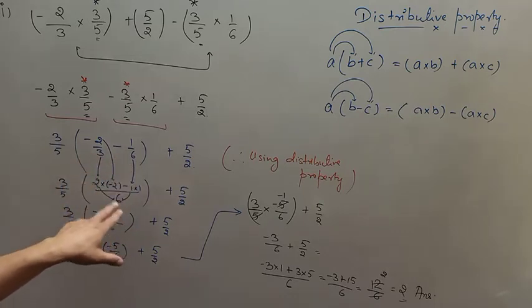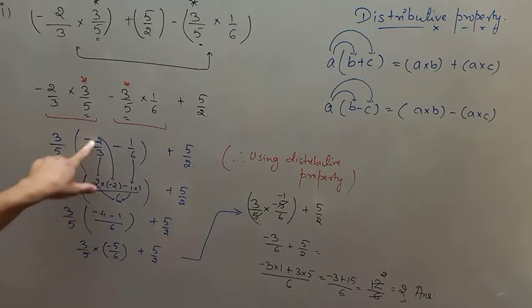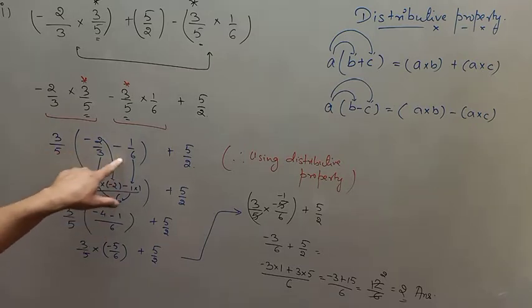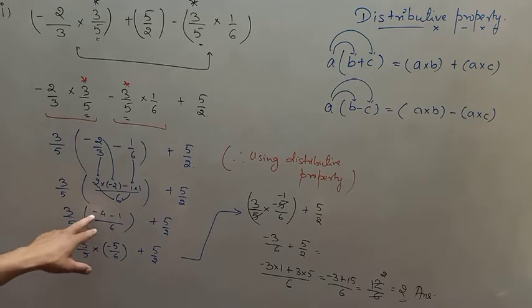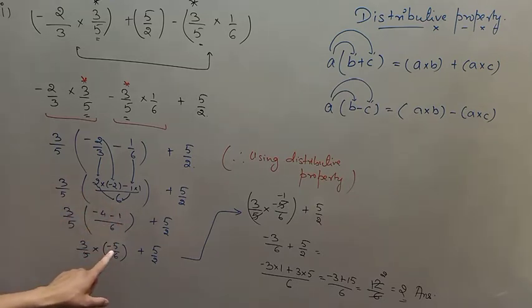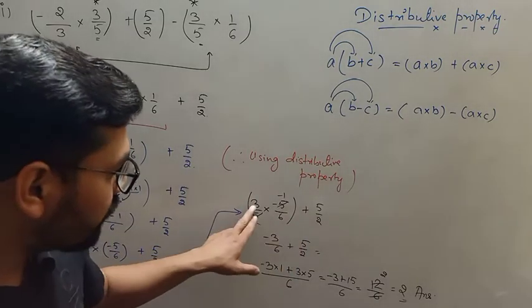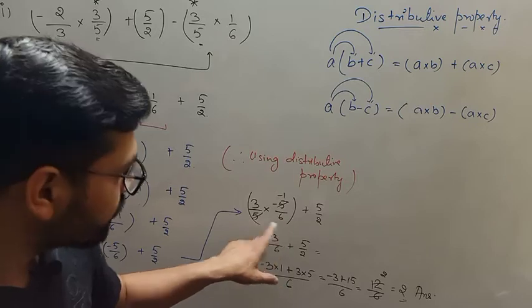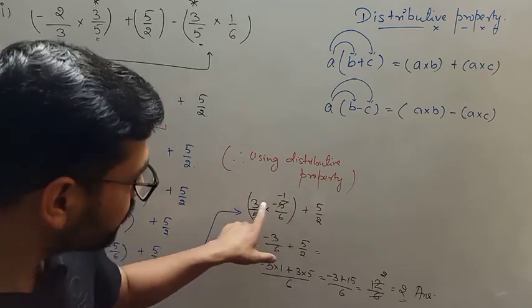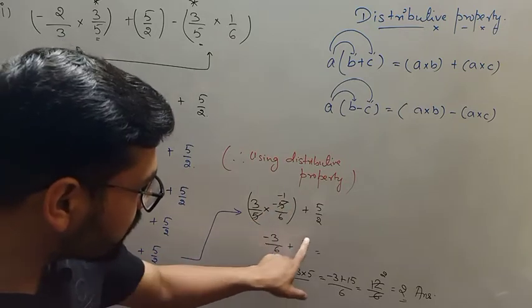Subtraction of two fractions. So 3 2s are 6 is the LCM. 3 2s are 6 and this is minus 2 from the numerator. 6 1s are 6 and 1 from the numerator. So what I'll get? Minus 4 minus 1 divided by 6. Minus 4 minus 1 can be written as minus 5 divided by 6. Now after this step, what I'll do? 3 upon 5 into minus 5 by 6. 5 ones are 5 and 3 upon 6 plus 5 by 2.